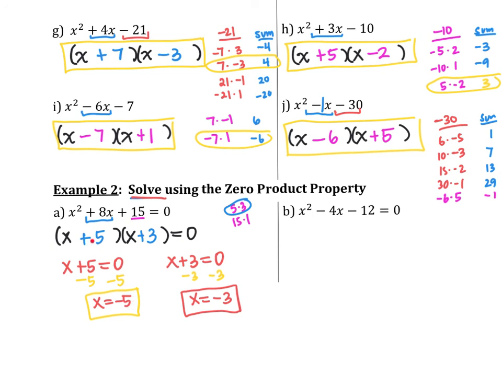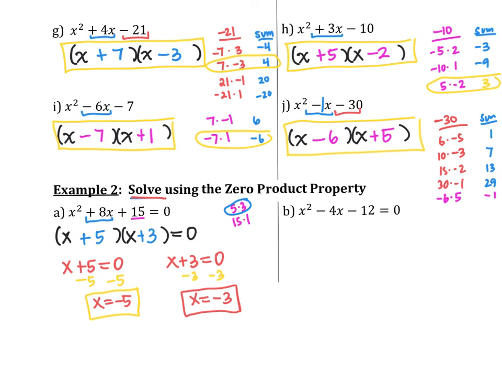If I plugged negative 5 back into this equation and I substituted it in, it should equal 0. It would be 25 minus 40 plus 15. That would equal 0. If I plug negative 3 into the x spots and evaluated this, this would also equal 0, and they are the only two values that will work. Let's do one more like that.